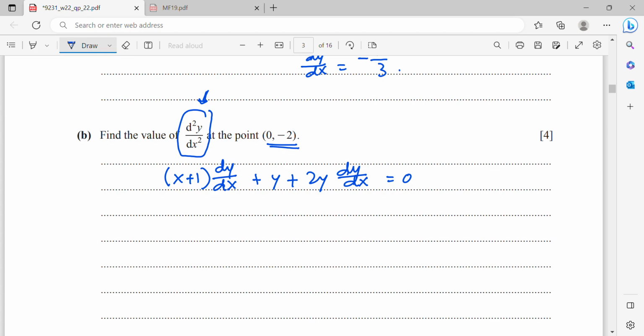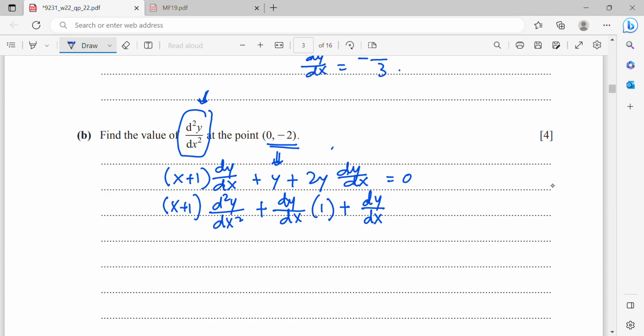So first of all, according to the product rule, keep the first term, keep the x plus 1, and differentiate dy/dx with respect to x, which means that is d squared y over dx squared. Plus, now you keep the dy/dx, and then you differentiate x plus 1, it will be 1. Now, move on to the second term, which is the y. When you differentiate y with respect to x, it will be just 1 dy/dx. So I will be getting dy/dx.